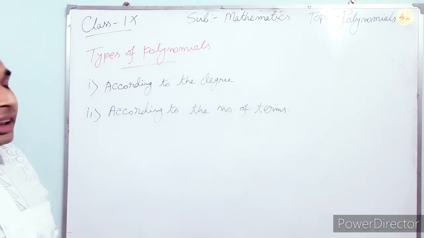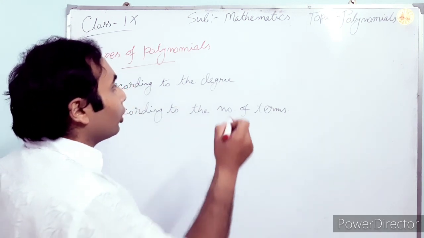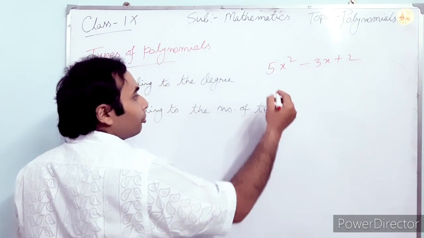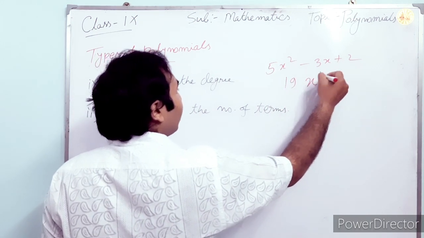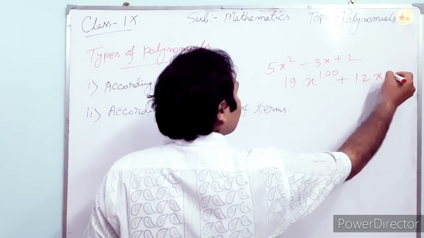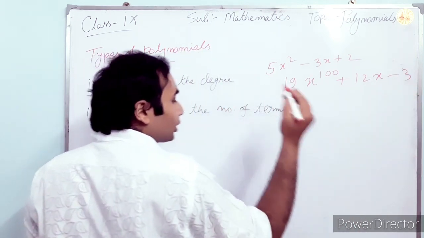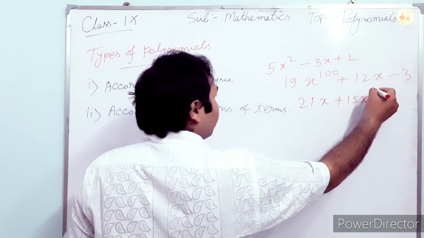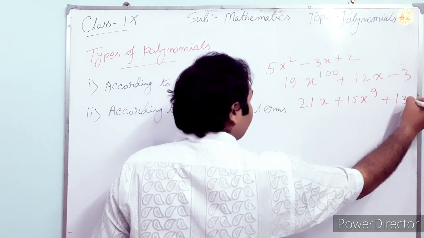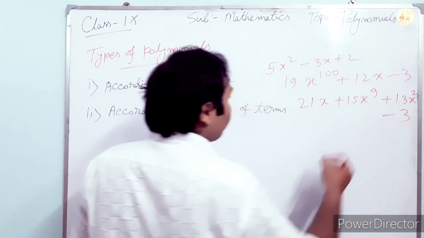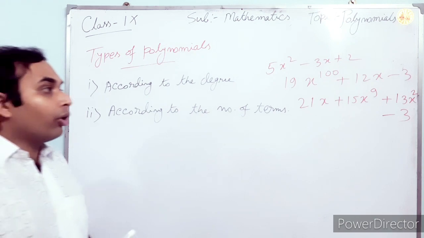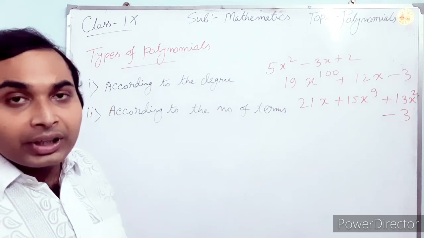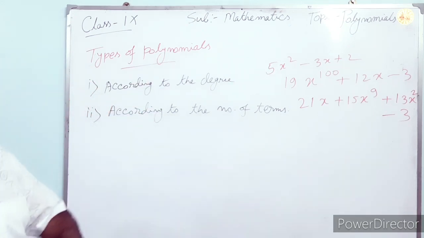So according to the degree means, if I write down one polynomial here, 5x square minus 3x plus 2, another polynomial I am writing 19x to the power 100 plus 12x minus 3, another one I am taking just for making you understand, that is 21x plus 15x to the power 9 plus 13x square minus 3. 3 polynomials I have taken. All of those are polynomials. If you match the definition with this one, all the conditions are satisfied here. Now, what are the degrees of the polynomials?